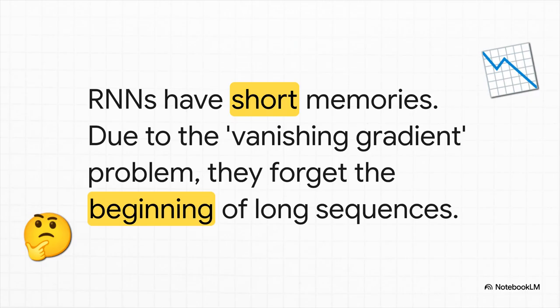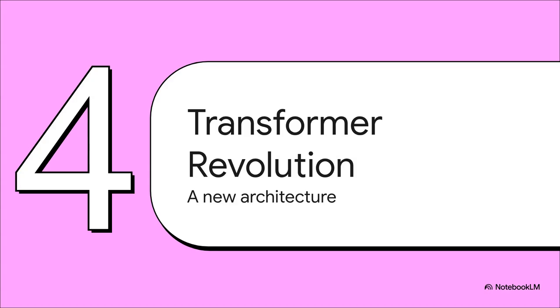To solve this memory problem, we needed more than just an improvement. We needed a revolution. And in 2017, that revolution arrived. It was called the transformer. And this new design didn't just tweak the RNN's memory, it threw the entire rulebook out the window. This is the architecture. It's what powers every single modern LLM you've ever used.